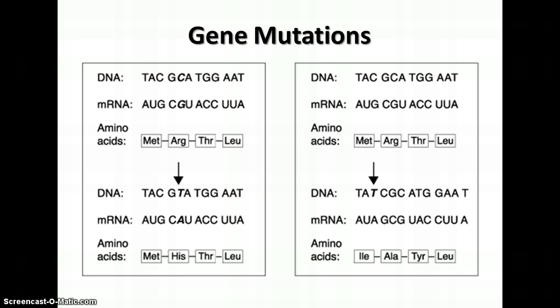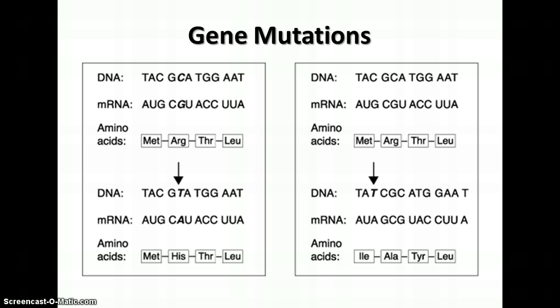Here we have a couple of examples of gene mutations. The original DNA here has GCA, which means the messenger RNA codon will be CGU, which codes for the amino acid arginine. If this cytosine is changed to a thymine in the DNA, that changes the messenger RNA codon to CAU instead of CGU, and this codes for the amino acid histidine. So it's going to change one amino acid in this protein.